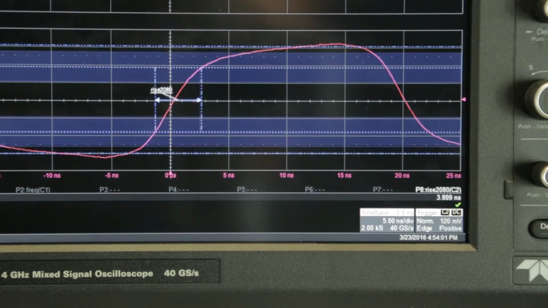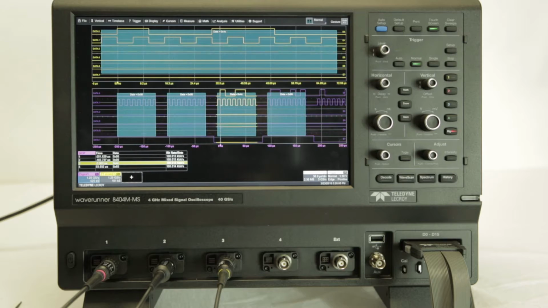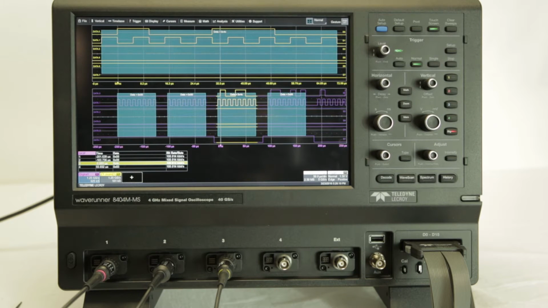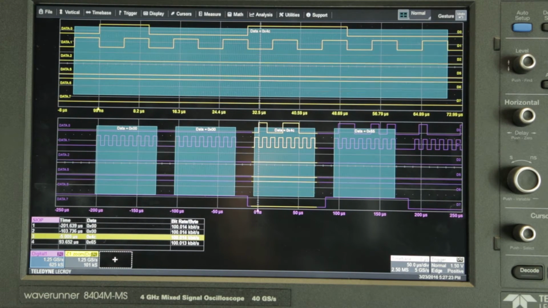With an industry-leading sample rate of 40 gigasamples per second, WaveRunner 8000M models enable detailed edge reconstruction even for signals with the fastest rise times. The MS mixed signal models include 16 digital channels with a sample rate of 1.25 gigasamples per second, which could be used for trigger, decode, and measurements for analyzing timing irregularities or for general purpose debug of digital designs.